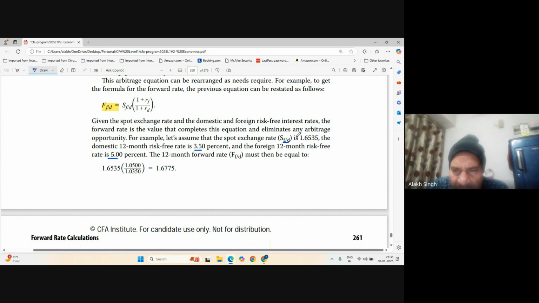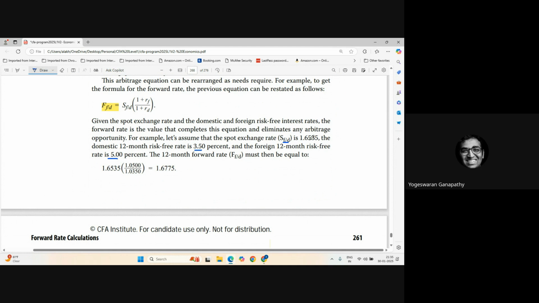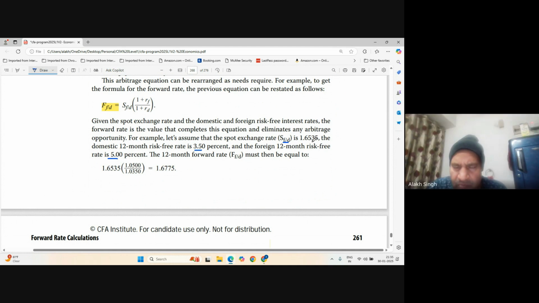Since the domestic currency will appreciate, it will be able to buy more of the foreign currency. So this will become more than 1.6535. Here it is given as S F by D, so whatever is here, the opposite interest rate comes up. If we are using domestic, then here it will be 1 plus RF by 1 plus RD.